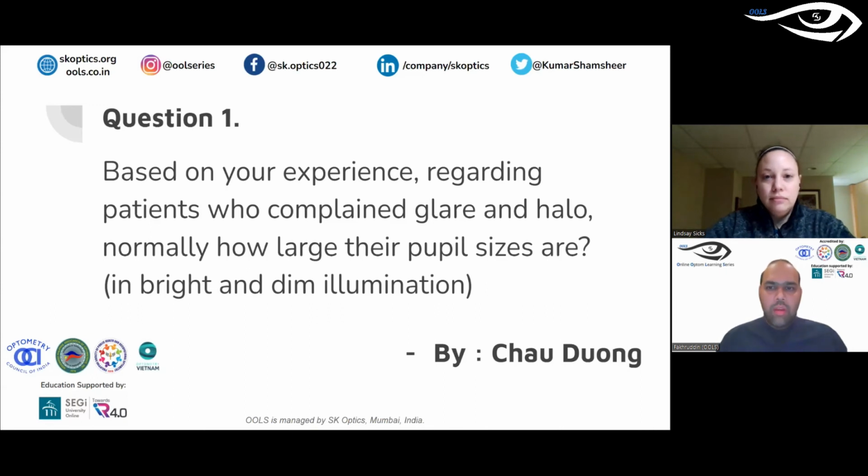Right. So yeah, I think you did mention measurement of pupil size and making sure that you measure them under different illumination as well, to be just sure that you don't have that experience with patients.